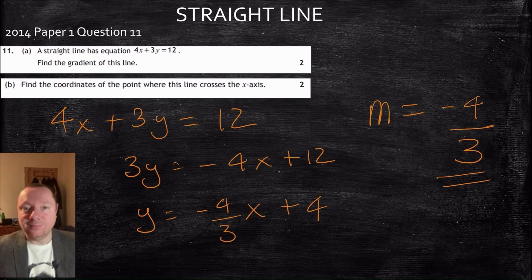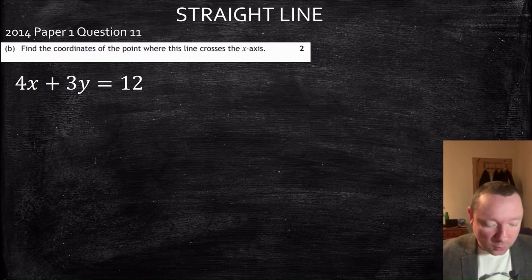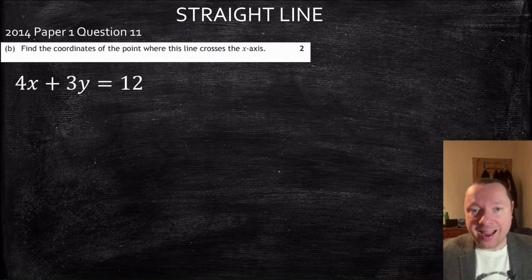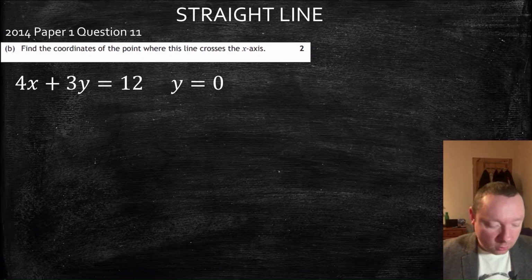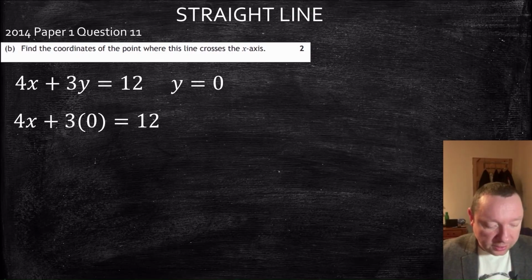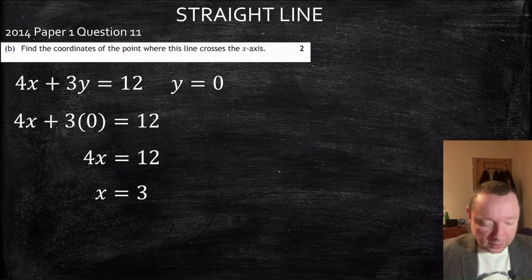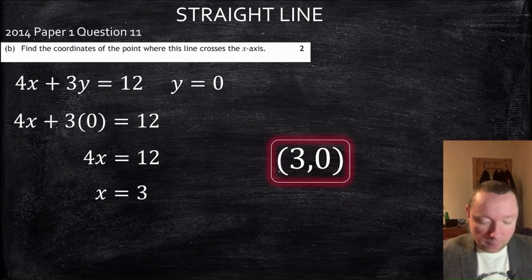And we're done there. Part B says find the coordinates of the point where the line crosses the x-axis. So we've got 4x plus 3y equals 12, remember. Cuts the x-axis when y is 0. So we've got 4x plus 3 times 0 equals 12. So 4x equals 12. So x is 12 divided by 4, which is 3. So the point is 3, 0, x and y.